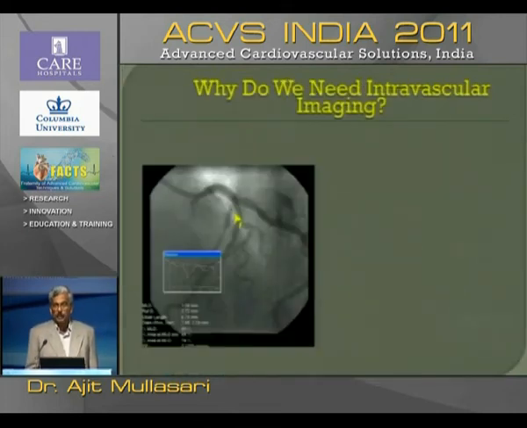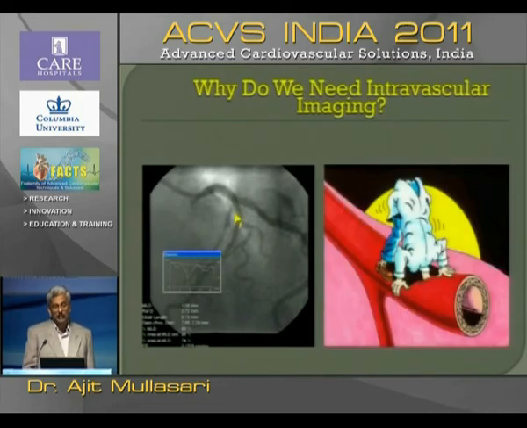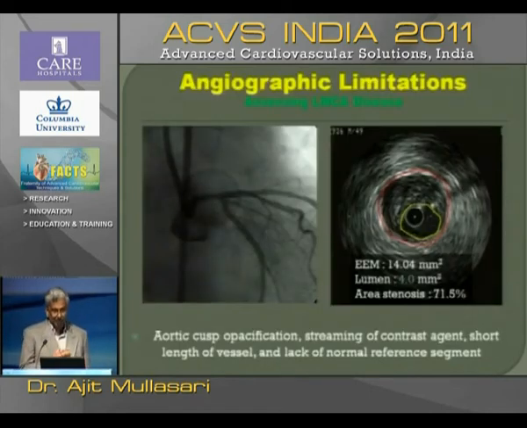So in the end, do we really need intravascular imaging? Yes, we do. And clearly, where do you need it? Basically, in the left main, where you cannot see the aortic cusp of fasciculation, there's a streaming of contrast, short length of vessel, and a lack of normal reference segment. Clearly, this looks pretty normal on the angiogram, but you look at the lumen area, 4 millimeter squared. Maybe today I would use an FFR and be sure whether to treat this patient or not.